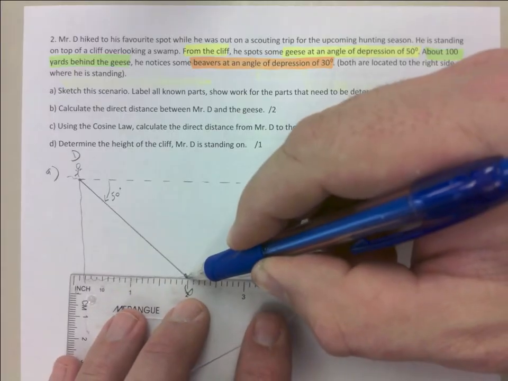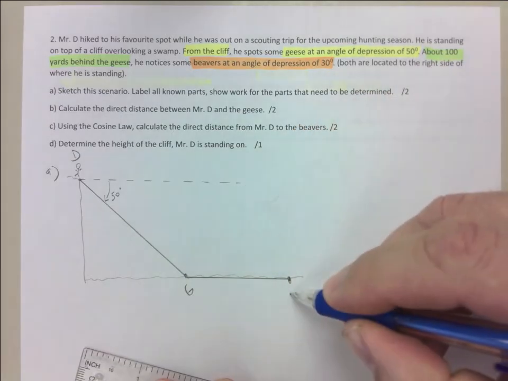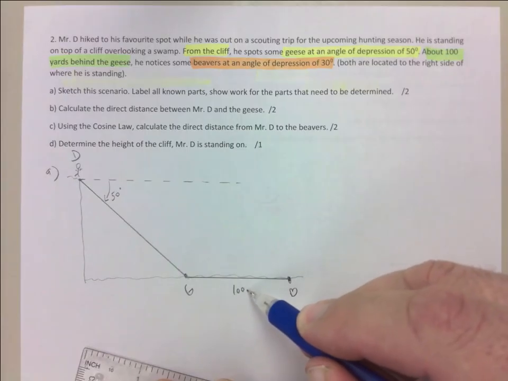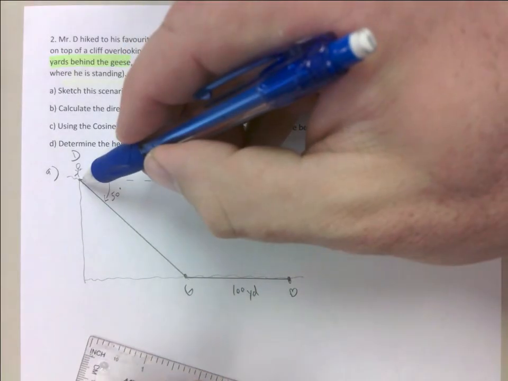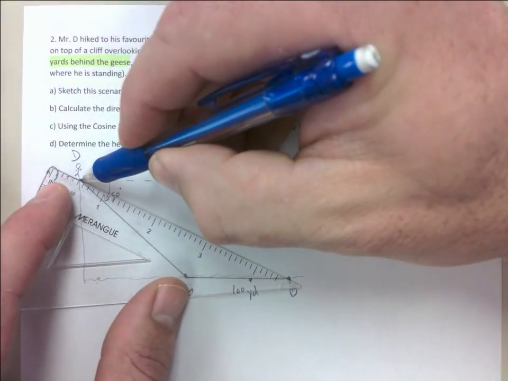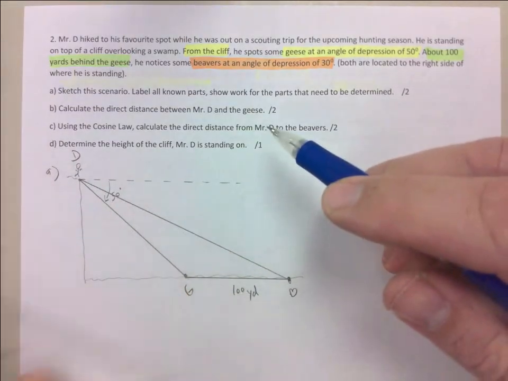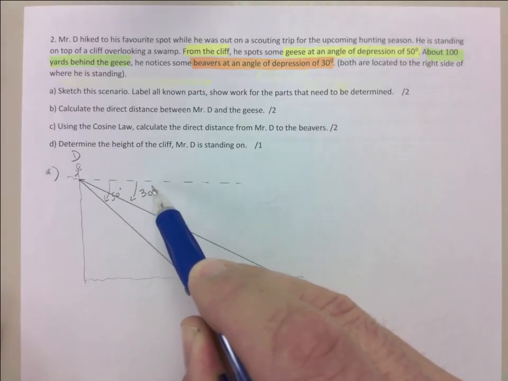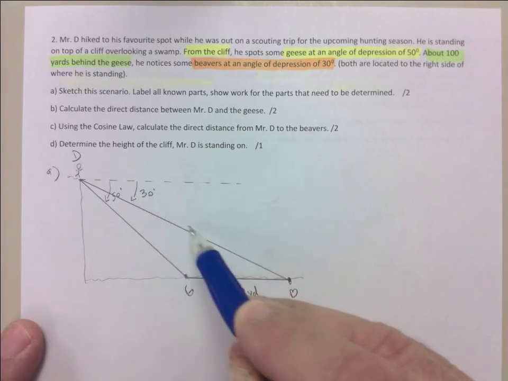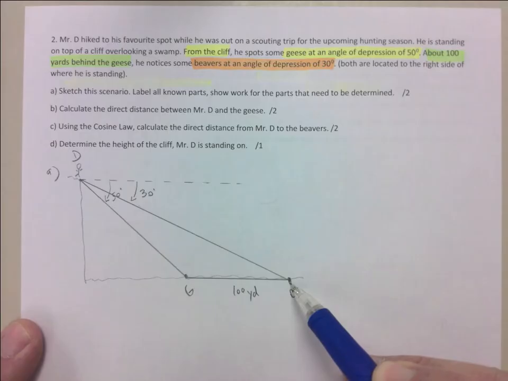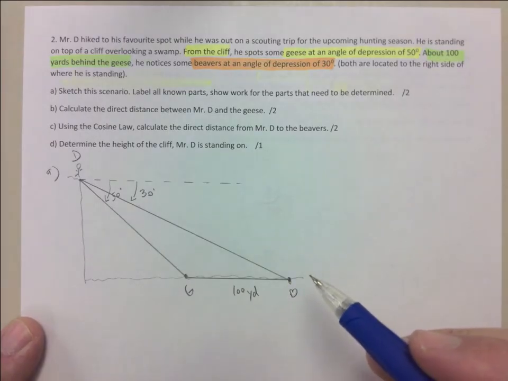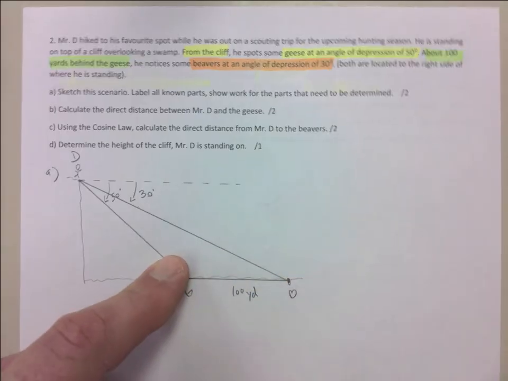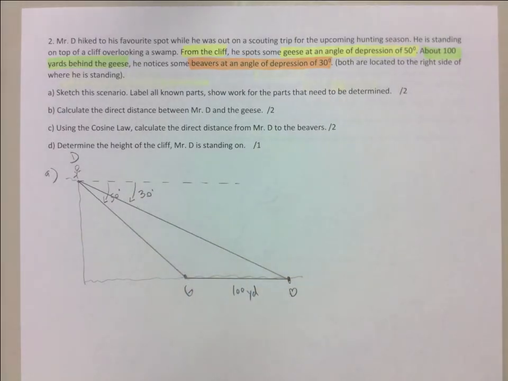Then 100 yards behind the geese, there are the beavers, okay? And that is an angle of depression. So first of all, the 100 yards go here. And then this is the key here. I'm looking towards the beavers, and I kind of crossed over the 50, but the 30 is measured from the horizontal to that line where I look to the beavers. So that's what's happening here. So don't squeeze it all into this corner. You may wander out and just fill it in there. So if you have all of this, you've got 2 marks.